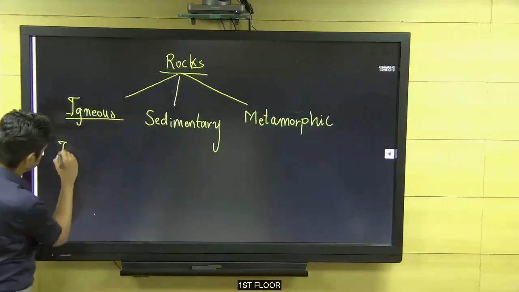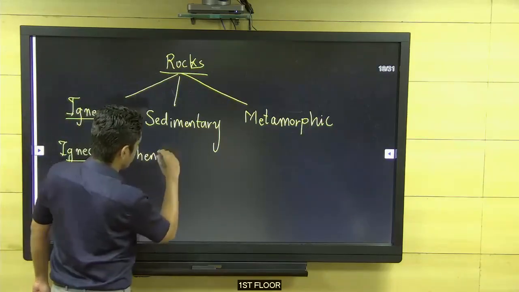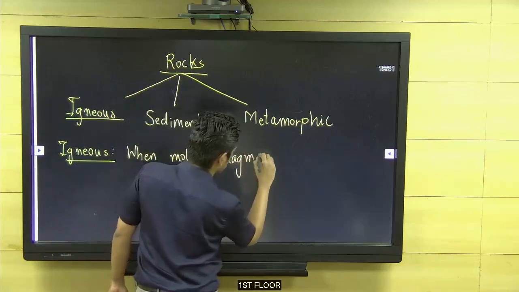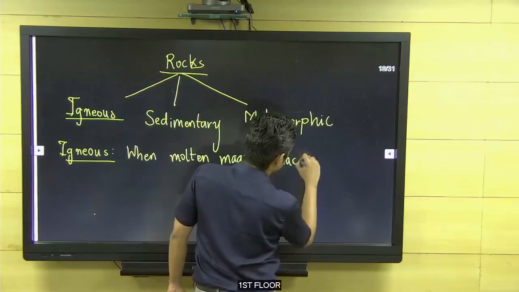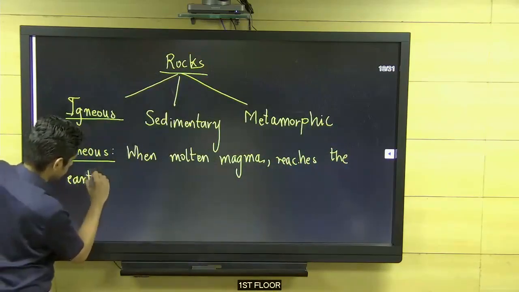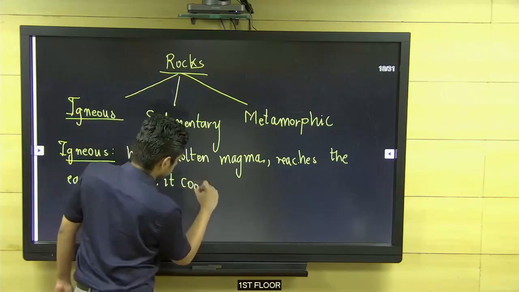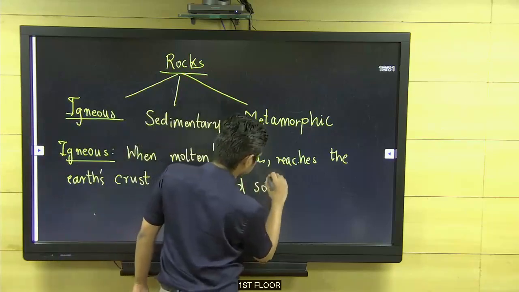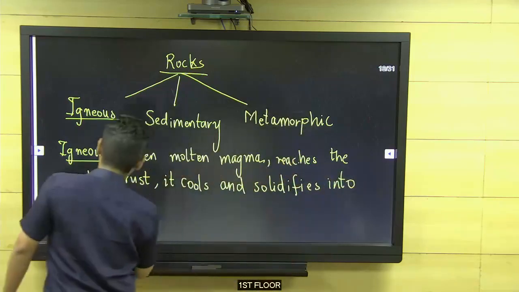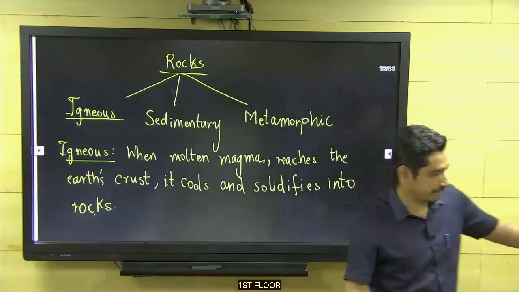What do you mean by igneous rock? Right. So when molten magma reaches the Earth's crust, it cools and solidifies into rocks. I will explain. Just take down this line.